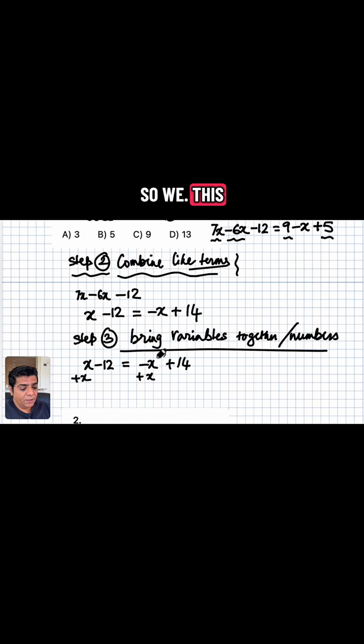So why did we do that? So this gets cancelled. And then I'm going to add 12 on both sides. Now why did we do that? Because the 12 gets cancelled. Okay, so now we have x plus x is 2x equals 14 plus 12 is 26.